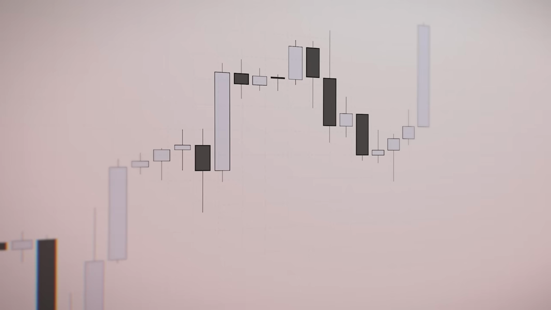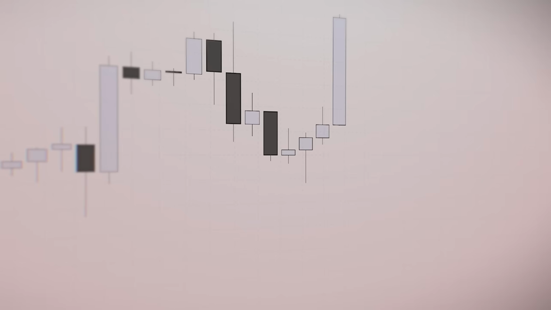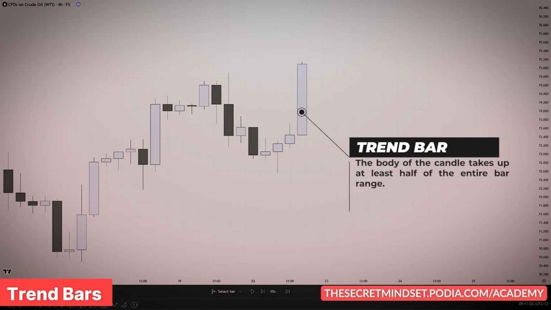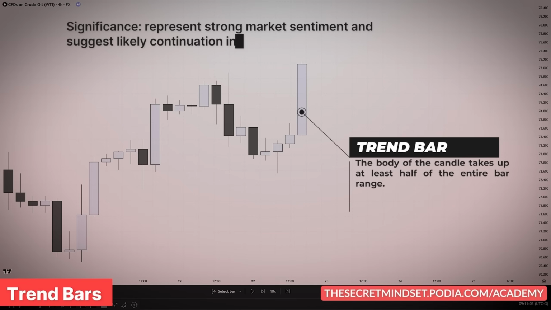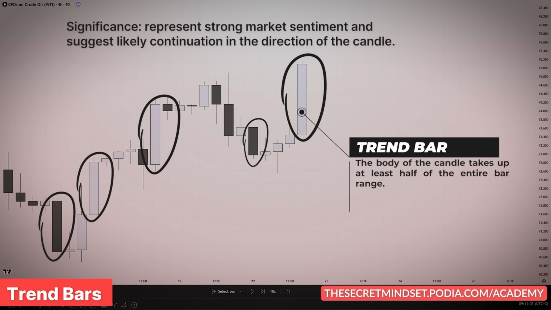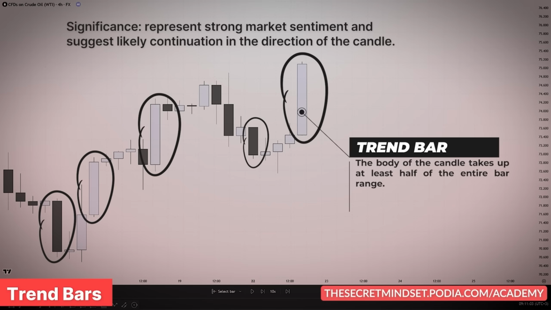Now, considering the spread of the candlesticks and their wicks, here are the key patterns you should consider. When the body of the candle takes up at least half of the entire bar range, you're looking at a trend bar. Trend bars are the heart and soul of market fluctuations. They represent strong market sentiment and suggest a likely continuation in the direction of the candle.